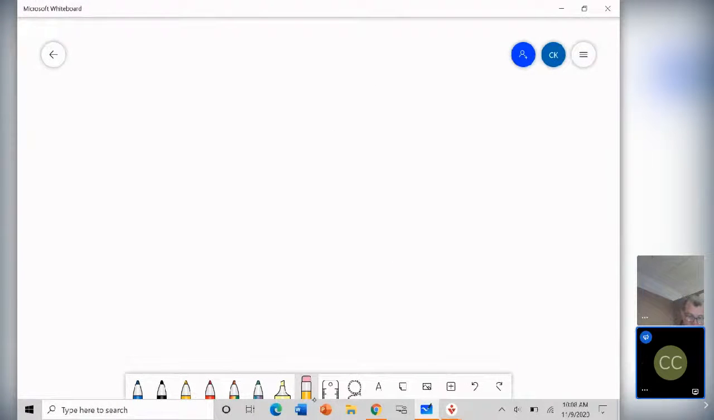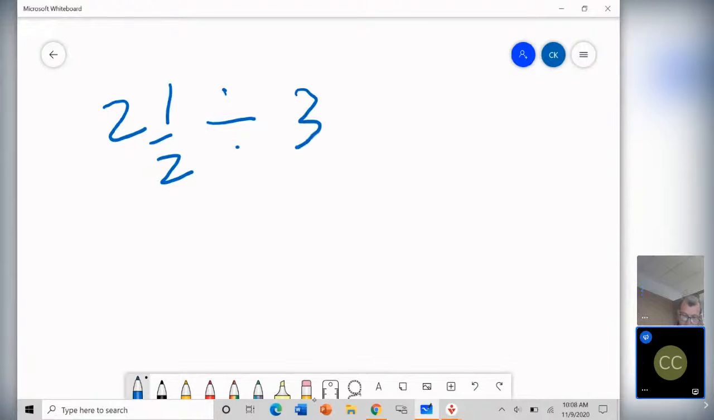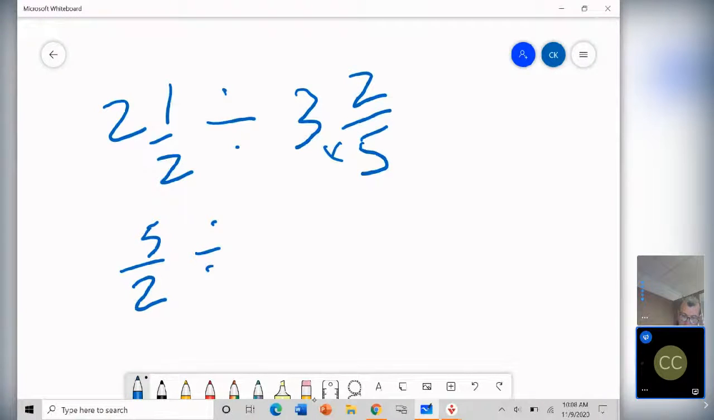if we have 2 and 1/2 divided by 3 and 2/5, so we've got to convert these. So 2 times 2 is 4 plus 1. So it's going to be 5 over 2 divided by 5 times 3 is 15 plus the 2 is 17 over 5.